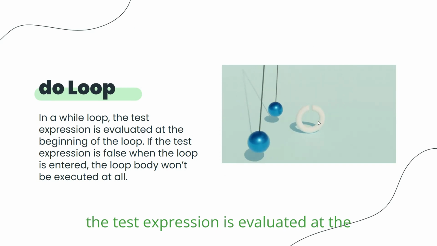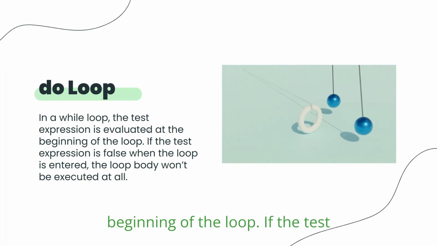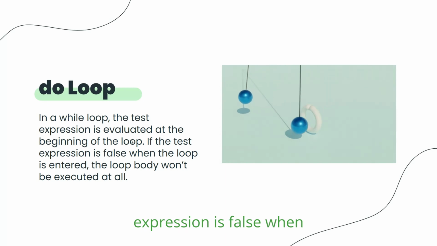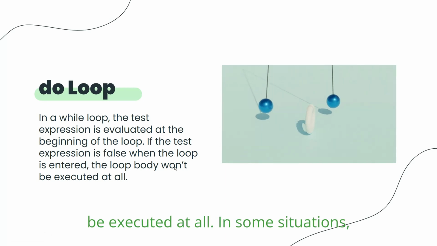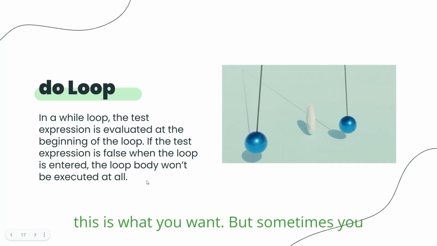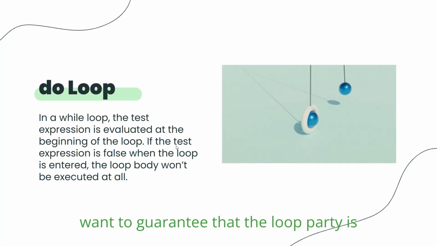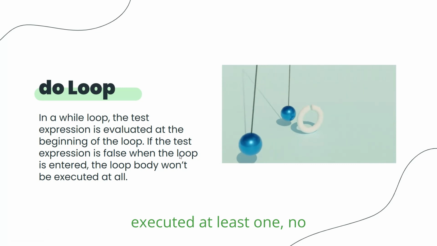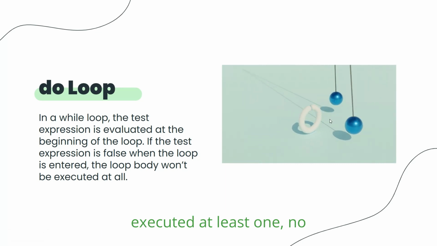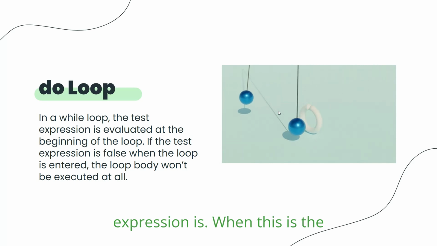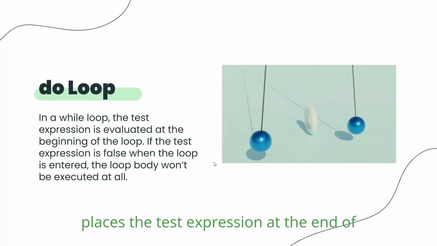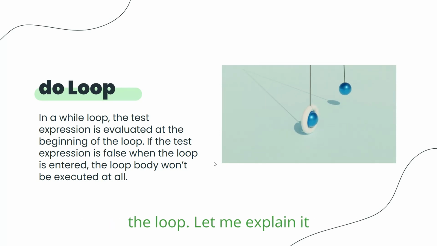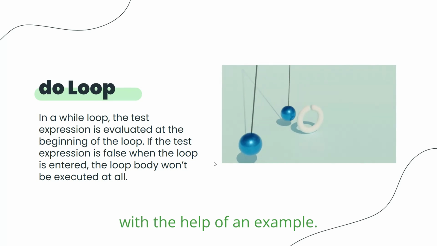In a while loop, the test expression is evaluated at the beginning of the loop. If the test expression is false when the loop is entered, the loop won't be executed at all. In some situations, this is what you want, but sometimes you want to guarantee that the loop body is executed at least once, no matter what the initial state of the test expression is. When this is the case, you should use the do loop, which places the test expression at the end of the loop. Let me explain it with the help of an example.